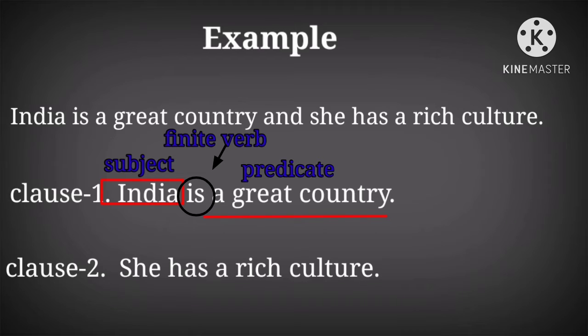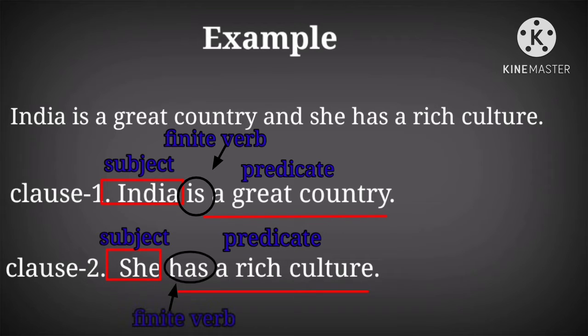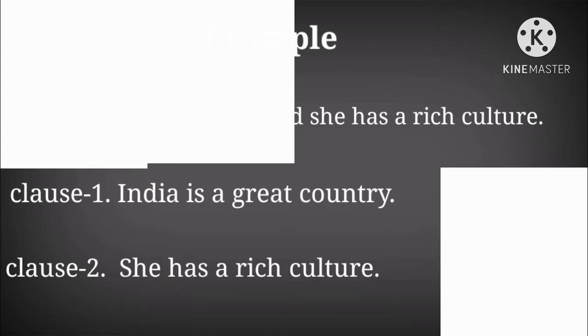Clause 2 is she has a rich culture. Same is the case here. She is the subject, has a rich culture is the predicate and it also has a finite verb. And both of these clauses are main clauses. Now let me introduce you to the types of clauses, that is main clause, subordinate clause and coordinate clause.